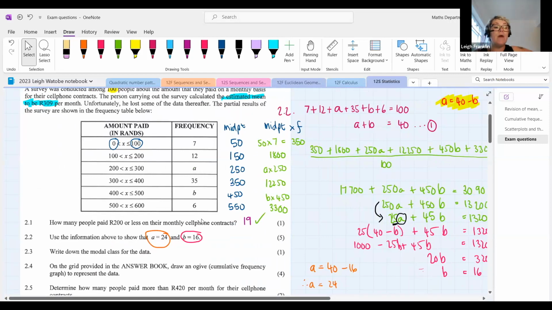They want us to write down the modal class. Okay, so the modal class is the group or class interval that has what? How do we know which one is the modal class? That's it, the one with the highest frequency.